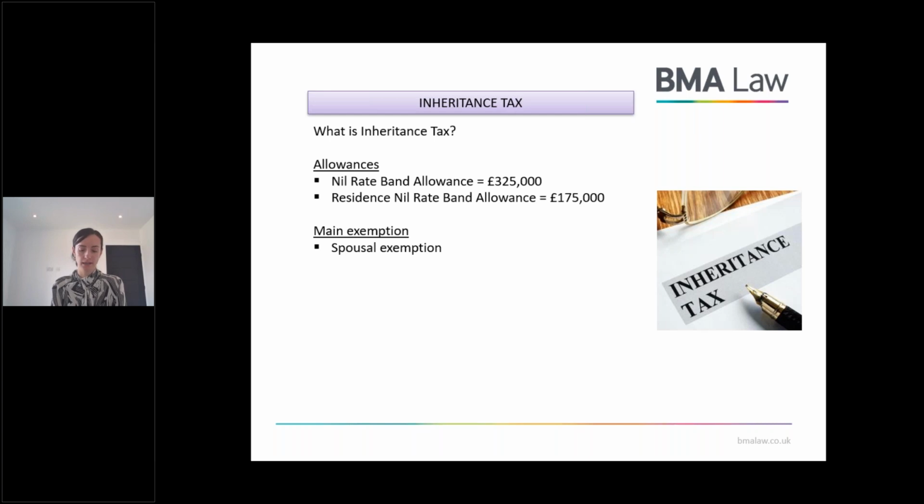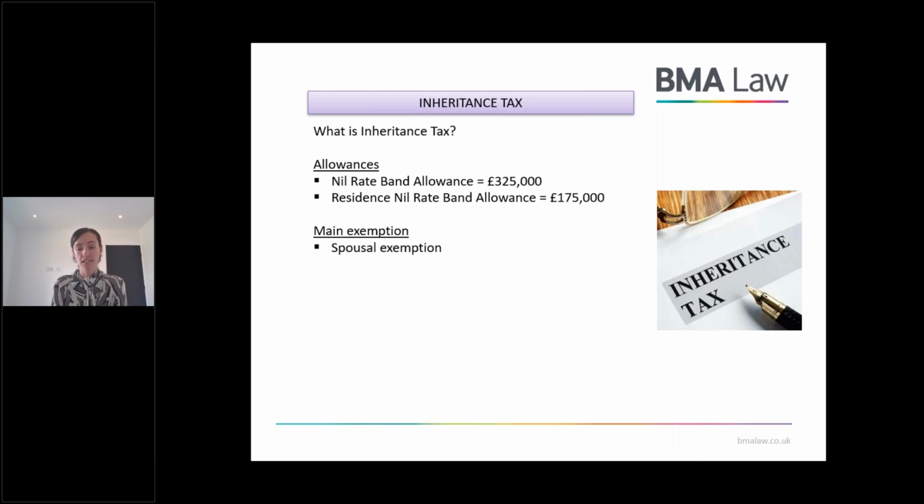When you die, the inheritance tax charged on your estate is 0% on the nil rate band allowance and 40% on the remaining balance. The nil rate band is currently set at £325,000, and it is set at that level until the 6th of April 2028.